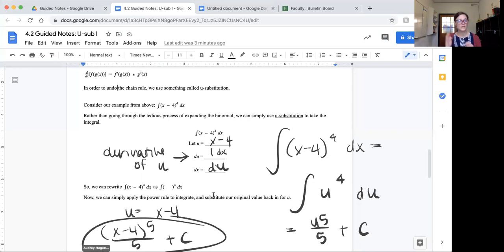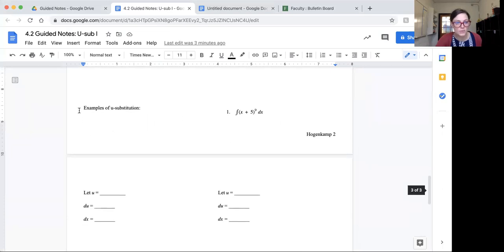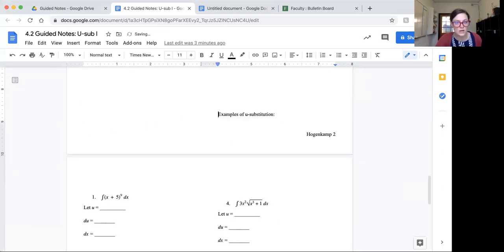Okay? So this seems foreign at first, but take it slow, one step at a time. We're going to get through this. We're going to become masters at u substitution, and literally you are going to use it all the time. Okay? So, examples of u substitution.